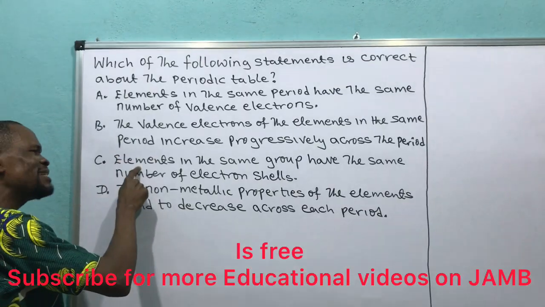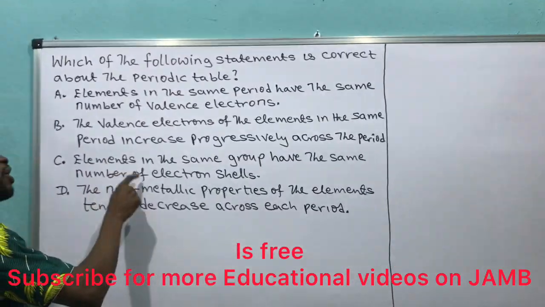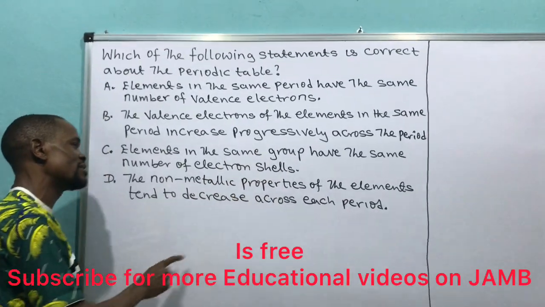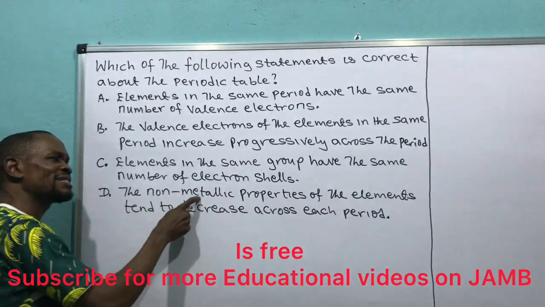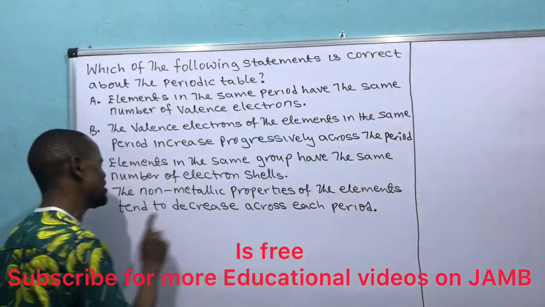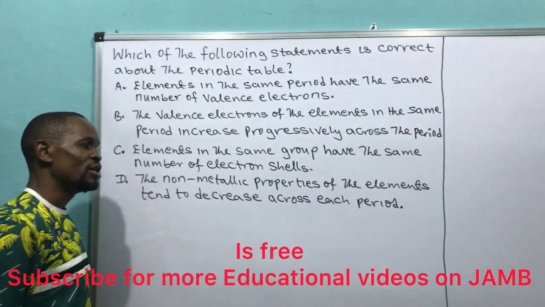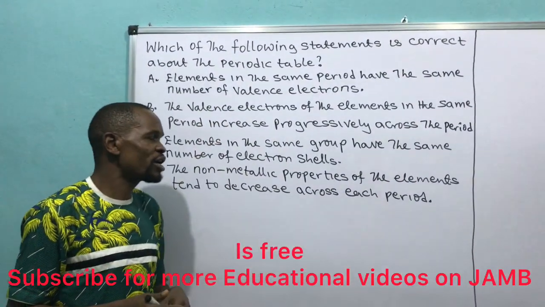C. Elements in the same group have the same number of electron shells. D. The non-metallic properties of the elements tend to decrease across each period. This is the option given to us.